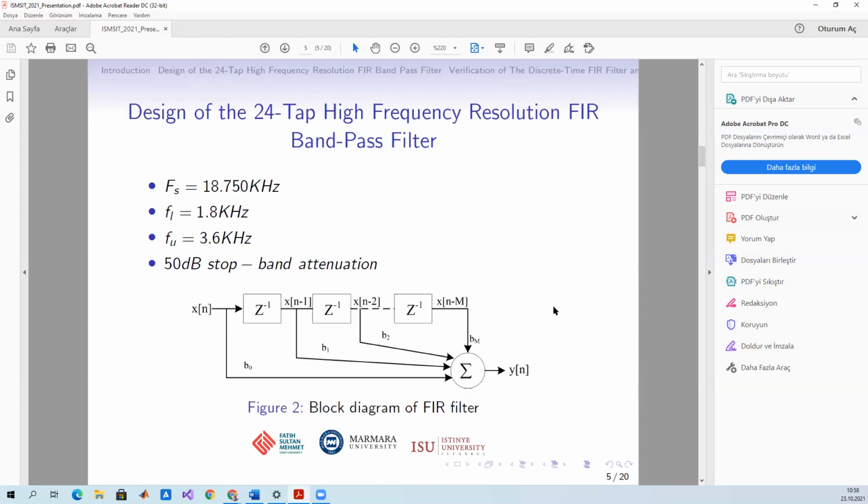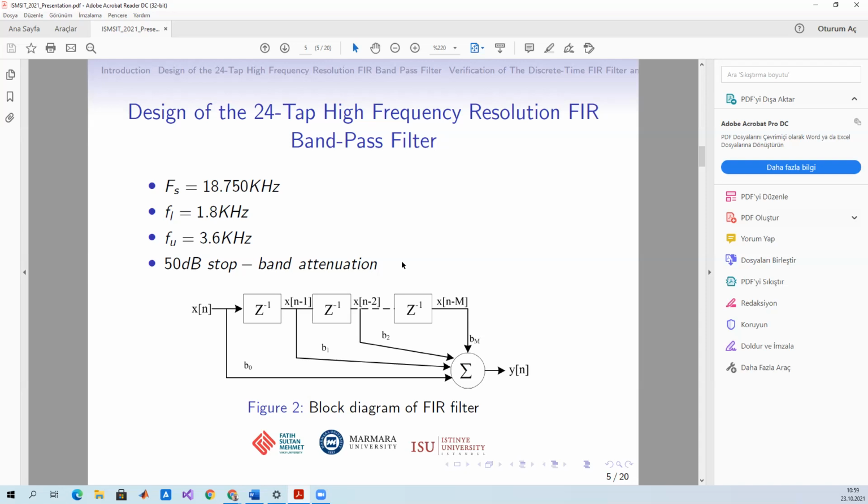Actually, I gave in Figure 2 the block diagram of the FIR filter. Unlike the IIR filter, the FIR filter doesn't have a feedback value, and it only consists of zero points. It doesn't have poles or complex points, but only consists of zero points in the complex Z plane.